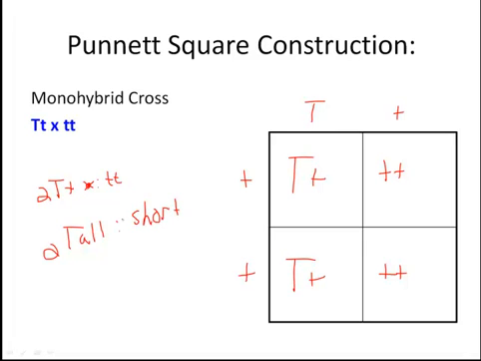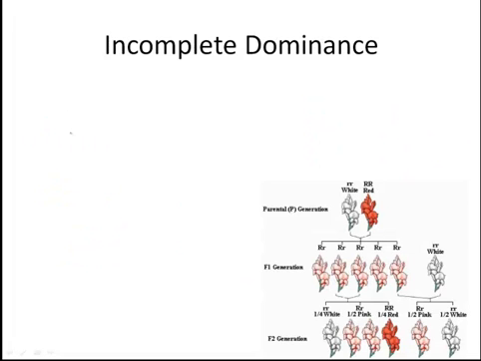And that would be our expected outcome if we crossed these two parents right here. Sometimes we can make Punnett squares that are much bigger that show independent assortment, so you're looking at two different traits at once, but we'll keep it nice and simple here. Now, there are exceptions to the rules of dominance.